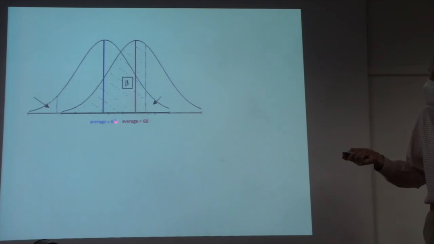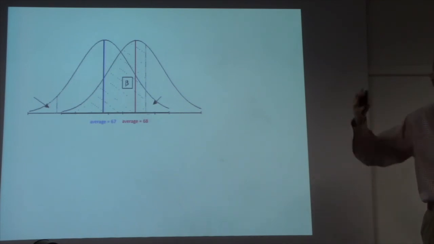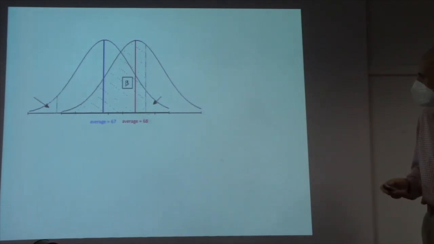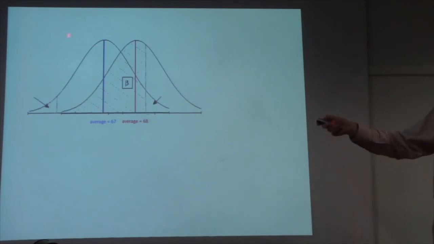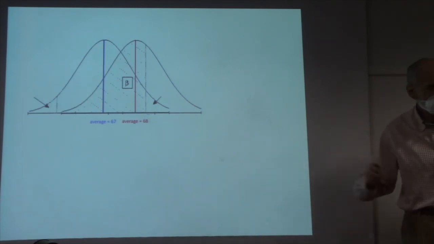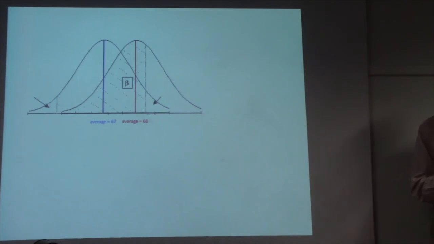Say with the automatic cytometer you get an average of 67 cells per microliter, and with the manual hemocytometer you get an average of 68. Now, you see, the distribution is pretty much the same. It's Gaussian in both cases. So you know that the error is only casual, it's random, it's not systematic.